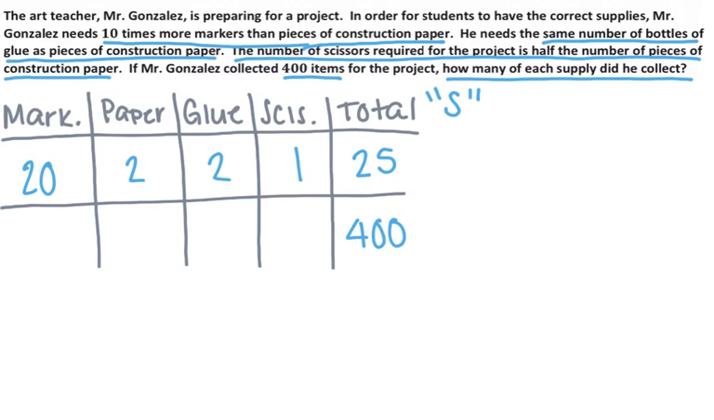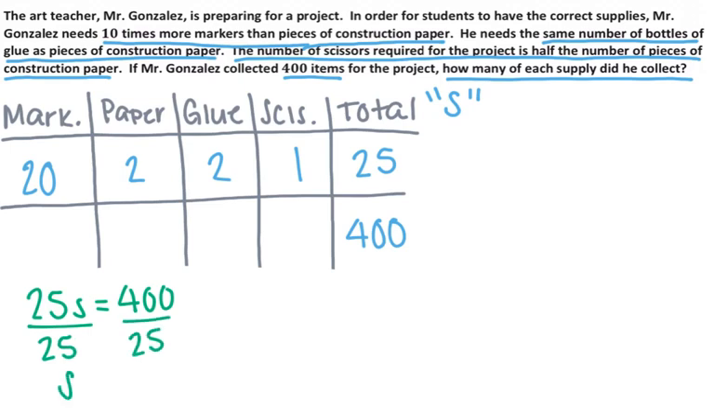For a total of 25. Now we can write our equation. So 25s is equal to 400. Divide both sides by 25. So s is equal to 16. So he ordered 16 scissors.